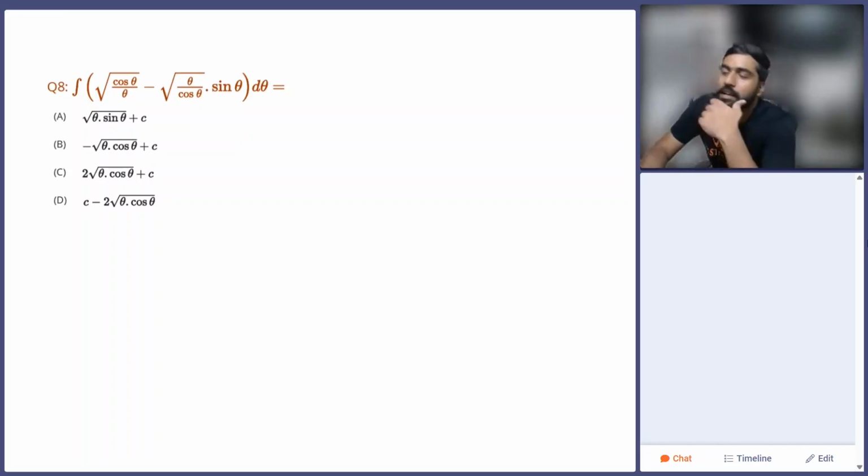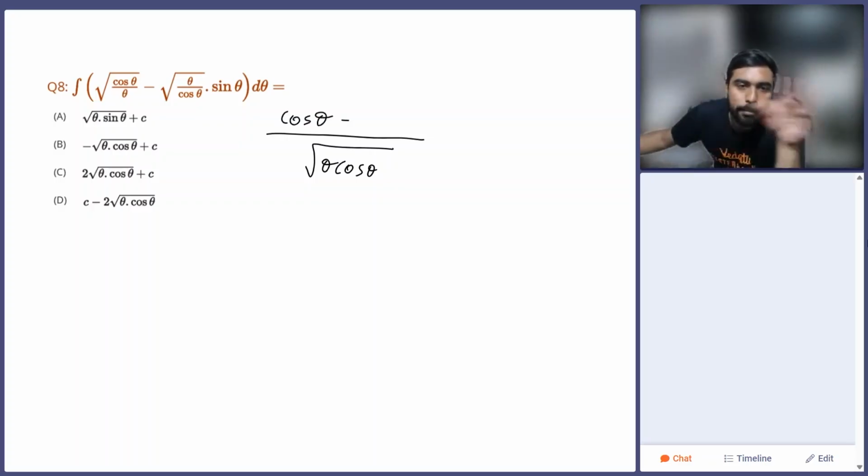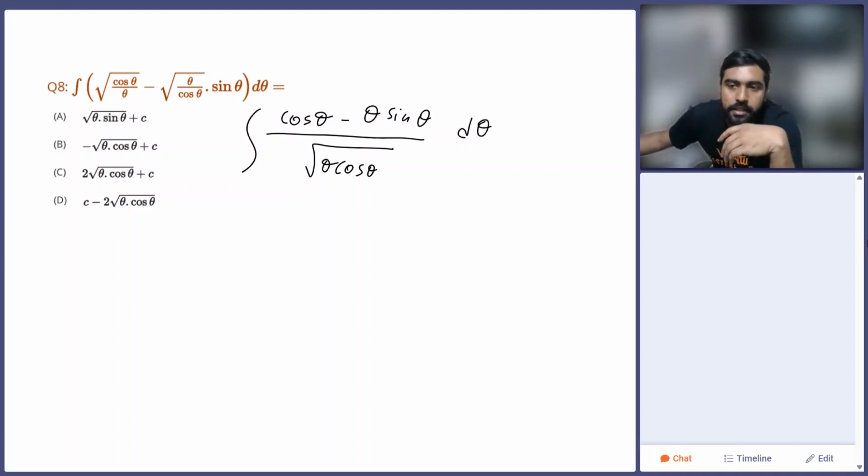Moving on, what do we have here? You have the integral of root of cos theta upon theta minus theta upon cos theta sine theta d theta. Let's try to remove this root. Let's take the LCM. LCM will be root of theta cos theta. And in the numerator, root cos theta will become cos theta, minus root theta will become theta into sine theta, integral d theta over here.